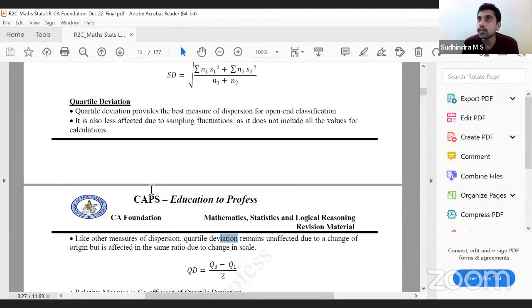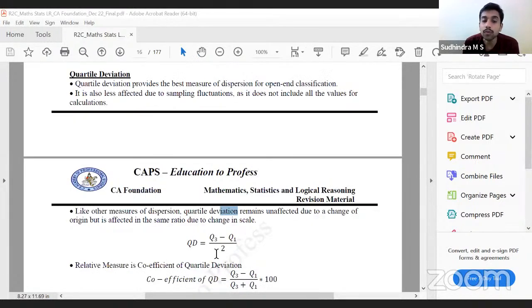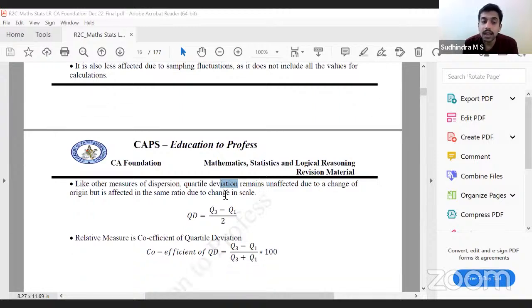Therefore, if y is equal to a plus b into x, quartile deviation of y is modulus of b into quartile deviation of x. How do we calculate quartile deviation? Q3 minus Q1 by 2. Simple. We just have to have Q3 and Q1. Since it is Q3 minus Q1 by 2, it is also called the semi-interquartile range. Correct? The relative measure is coefficient of QD, Q3 minus Q1 by Q3 plus Q1 into 100.